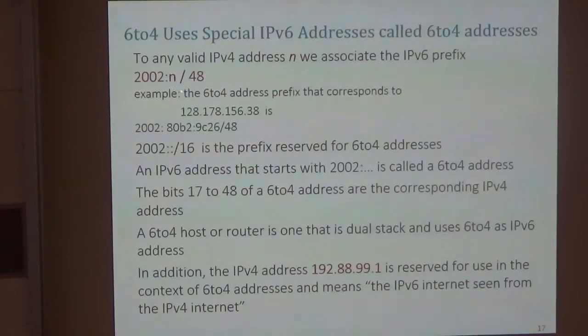So this block, 2002, followed by 32 bits, so a prefix of 48 bits, is the prefix that we use when we use 6to4. So anything that starts with 2002 is a 6to4 address. And the following 32 bits, as you can imagine, are simply derived from an IPv4 address. For example, if we have this EPFL address, when we translate it into hexadecimal, we obtain this. So this is a 6to4 prefix.